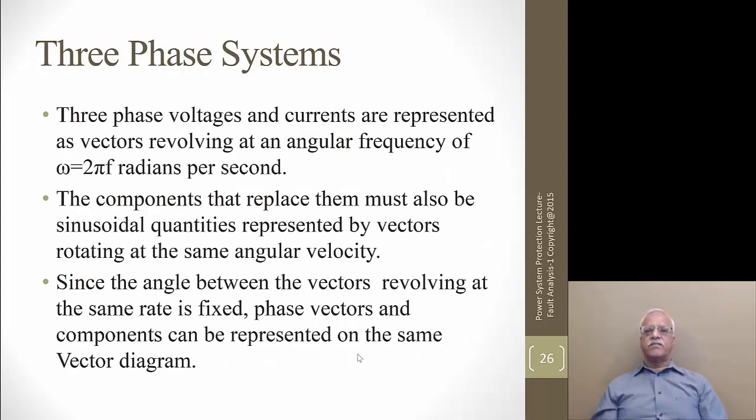And now let us look at a three-phase system. We have three-phase voltage and current represented as vectors, or phasors, revolving at an angular frequency of 2 pi f radians per second. The components must be sinusoidal, and they must be represented as vectors rotating at the same angular frequency. So if I have an unbalanced set of phasors, then I have to represent them as balanced sets of phasors in different quantities. Because it is a three-phase system, as per the theory propounded by Dr. Fortescue in 1918, it is two sets of vectors rotating at an angular frequency determined by the system frequency, but equally spaced, and there is one set of vectors which are all parallel to each other.